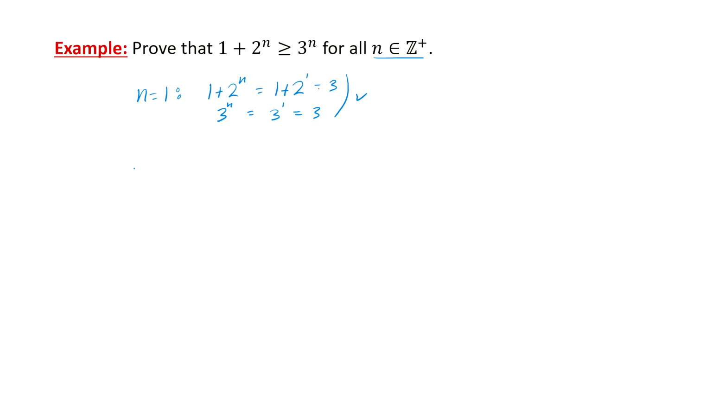Now, if we continue with our test cases, n equals 2, we'll look at 1 plus 2 to the n. This is really going to be 1 plus 2 squared, or 1 plus 4, so 5. And then when we look at 3 to the n, that's really 3 squared, or 9. And here you check, all right, well, 9 is bigger than 5. Are we okay with 9 being bigger than 5? And the answer is no. Because what we get here is that we do not get the correct inequality.